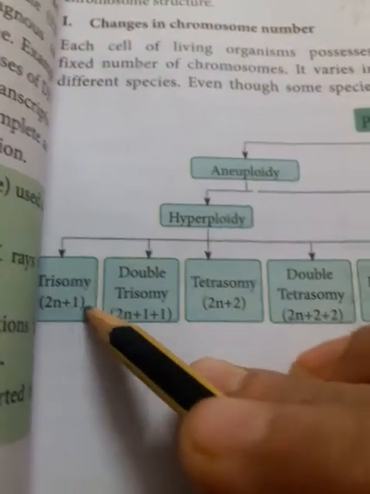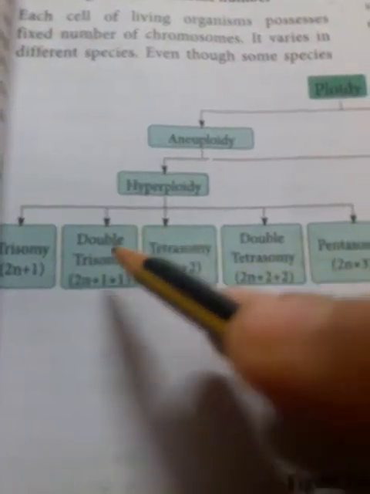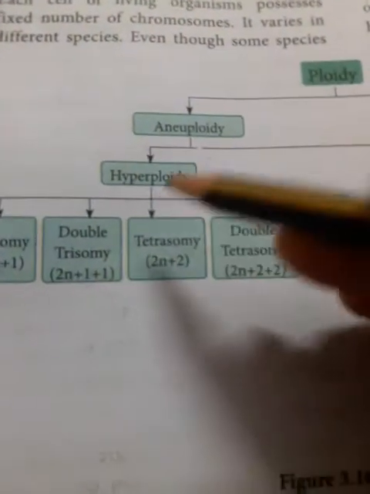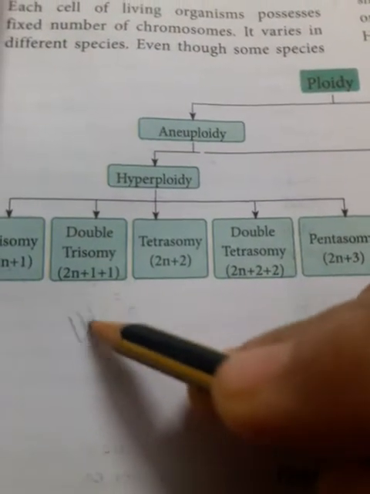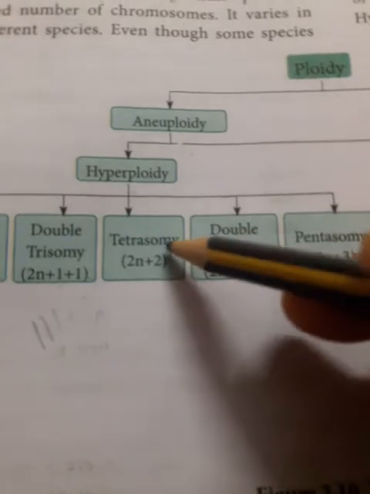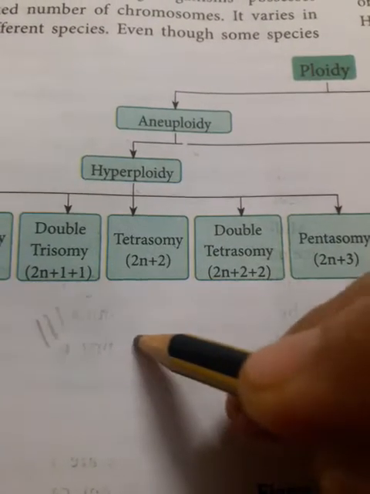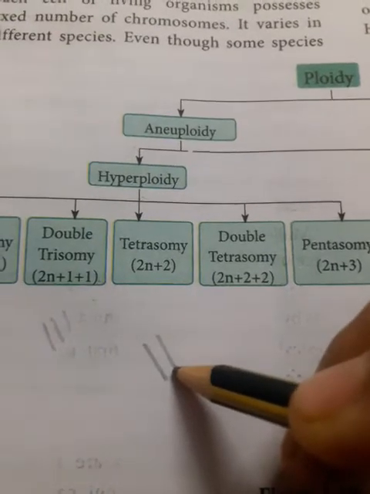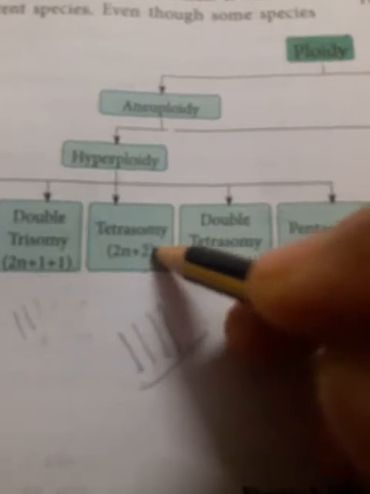In hyperploidy, chromosome number is increasing. 2n +1 is called trisomy. 2n +1 +1 is double trisomy, where two chromosomes are present in three sets, as shown in the diagram. Tetrasomy means one chromosome, suppose chromosome number 12, generally a homologous pair, has 2 more added. Tetra means 4, so with the homologous pair 2 more are added, making a total of 4. That is called tetrasomy.